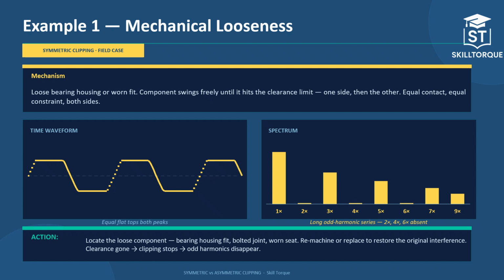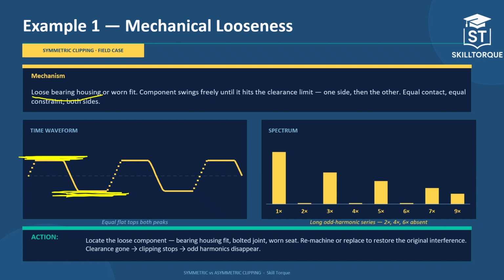Let's take some practical examples. First, assume some kind of mechanical looseness is there. Mechanical looseness will form a symmetric clipping type of signal. Let's assume the bearing is loose in the housing. In that case, the rotating component will swing freely until it hits the clearance limit. It will hit the upper limit, then swing back and hit the lower limit, again and again. That means equal contact on both sides.